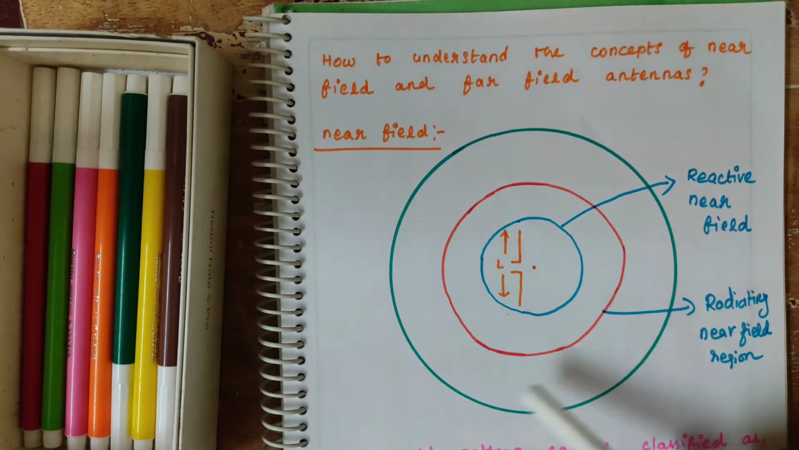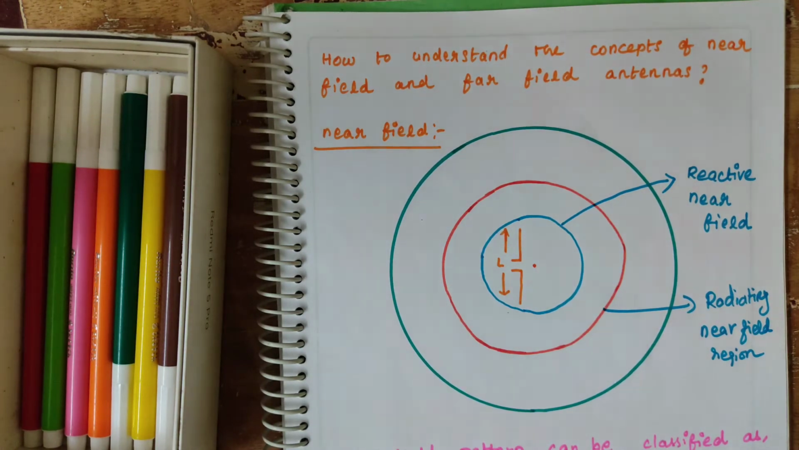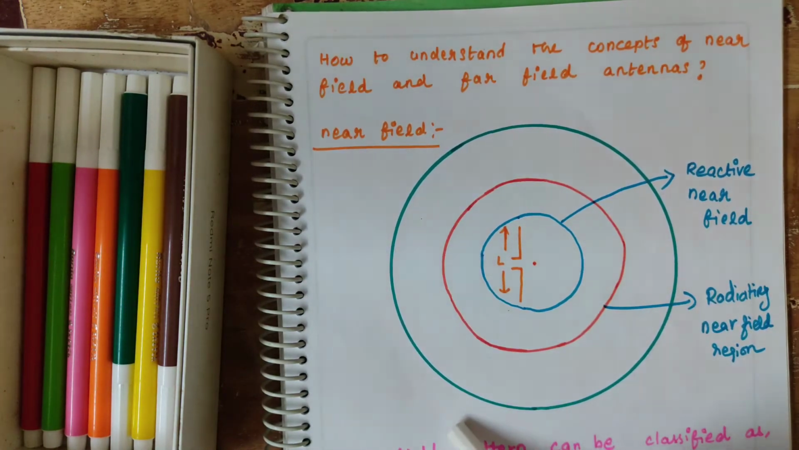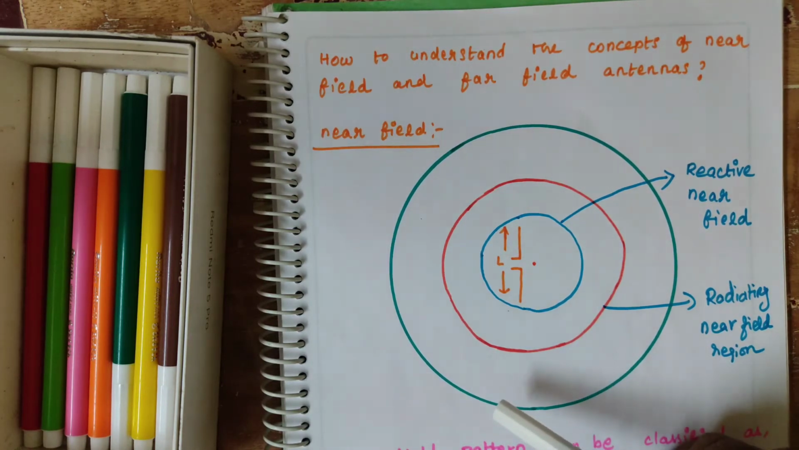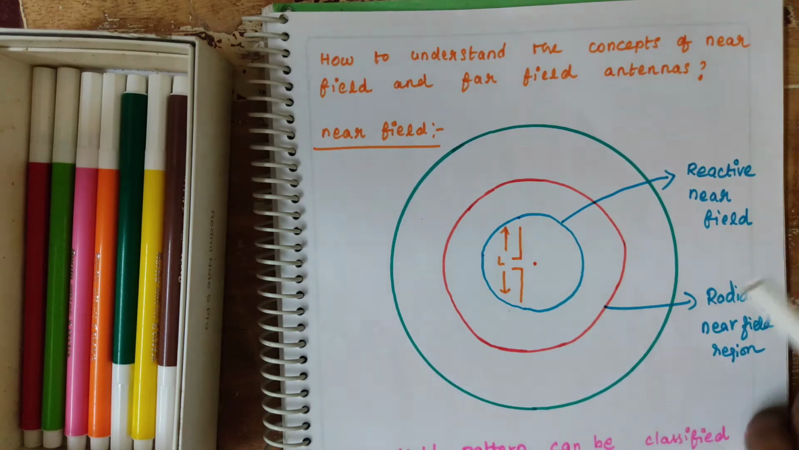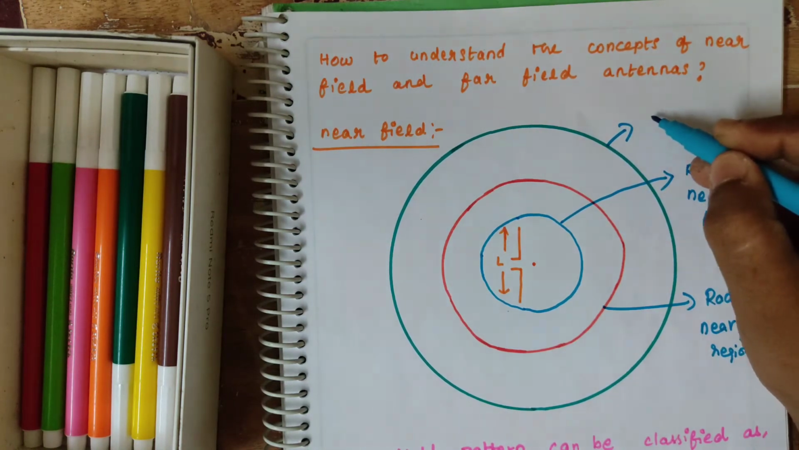The red marking shows radiating near field region. Here, in this region, the radiation predominates and the angular field distribution depends on physical distance from the antenna. The region next to it is radiating far field region. In this region, the field distribution is independent of distance from the antenna. The effective radiation pattern is observed in this region.